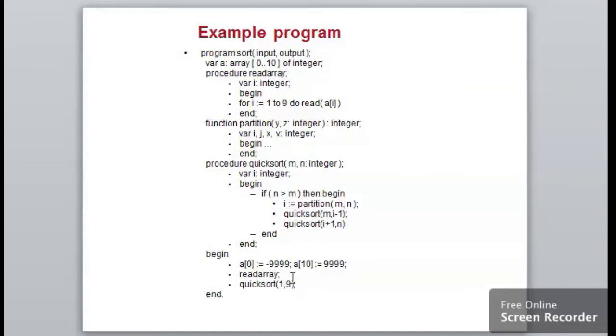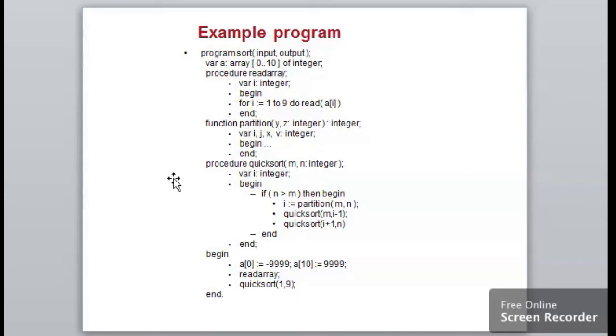So let me take an example program. We have the program sort, we have the procedure read array, we have a function partition of integer type, and we have the procedure quicksort. Within this procedure quicksort itself, we have quicksort again, which is going to be a procedure itself. We have read array, which is again a procedure, with begin and end.